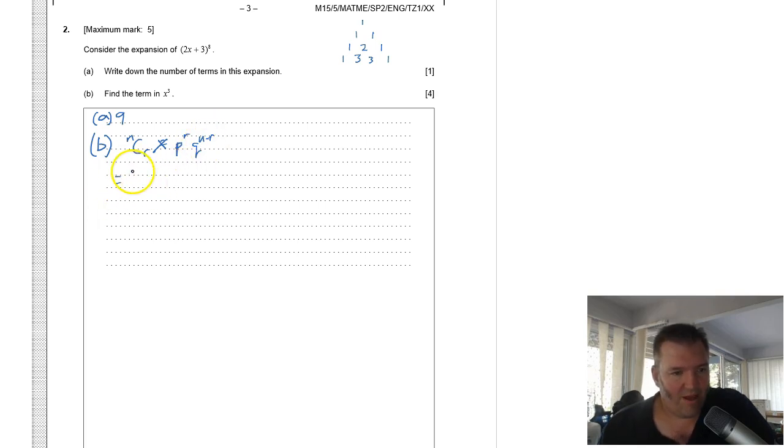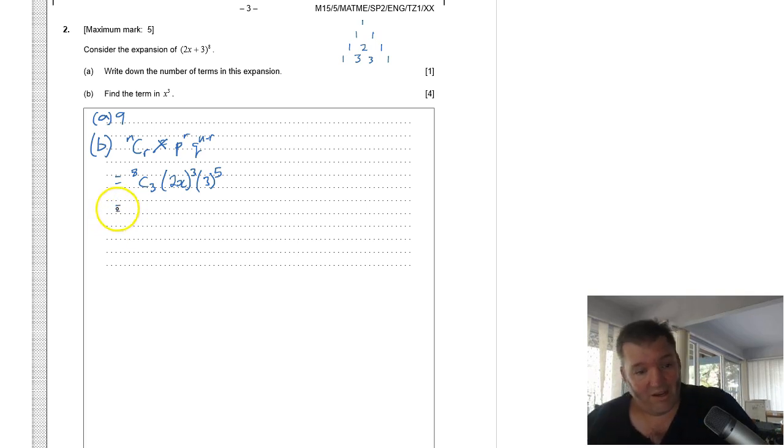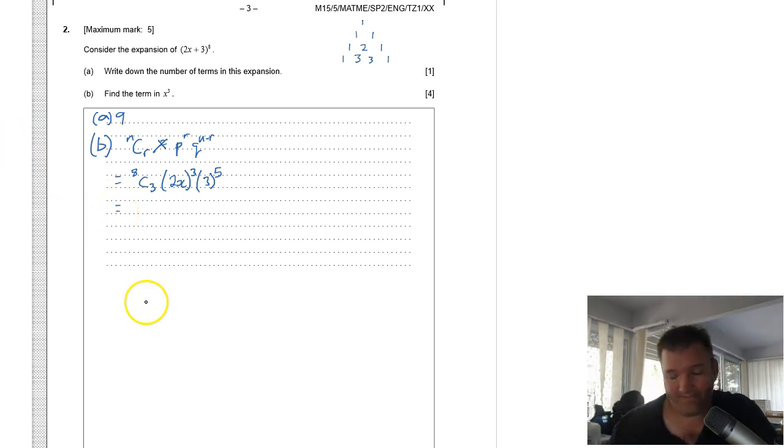So we're going to have 8C3, and 2x obviously needs to be to the power of 3. That's how I got the 3 there, because I need the x to be cubed, which means I'm left with 3 to the power of 5. This is now a calculator problem, so you can get your calculator out and do it.